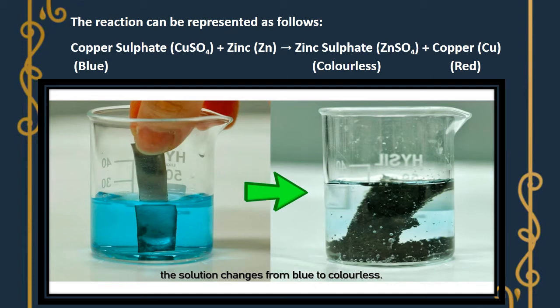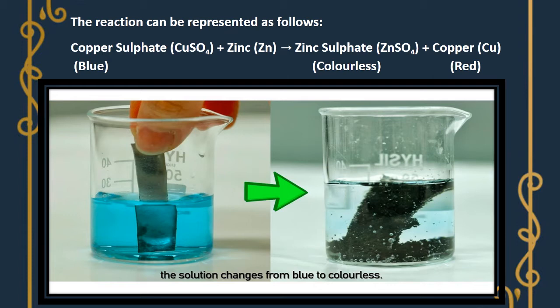One more example. The reaction can be represented as follows. Copper sulfate solution, when it comes in contact with zinc metal, there is a displacement reaction and zinc sulfate and copper are formed. Copper sulfate, as I told you, is blue in color when it is solid and also gives a blue color aqueous solution. And zinc sulfate is colorless. So have a look at the picture. This is the condition at the start of the reaction. We have taken copper sulfate, a beautiful blue color, and we put a zinc strip in it.